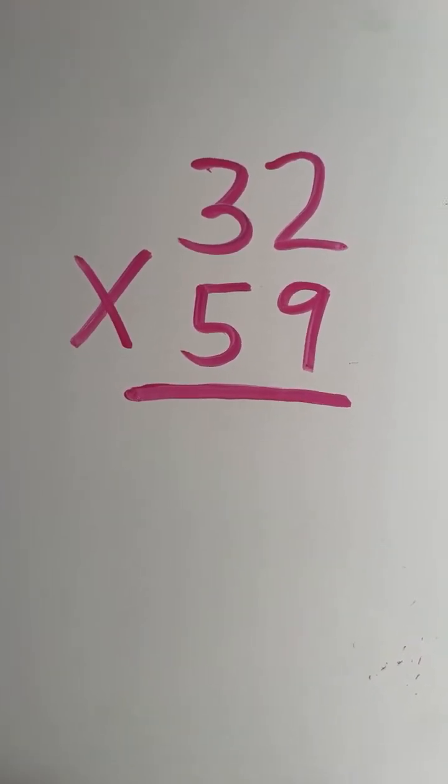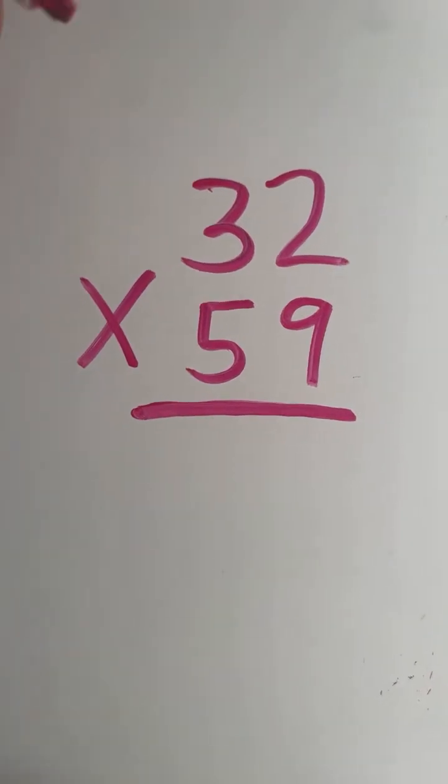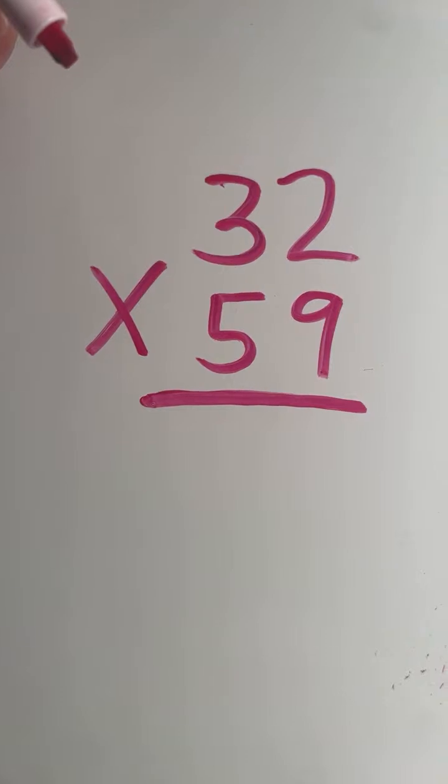So this video is going to focus on 2-digit by 2-digit multiplication. 32 times 59 is our first example problem. And I'm going to go through step by step how to solve that problem.